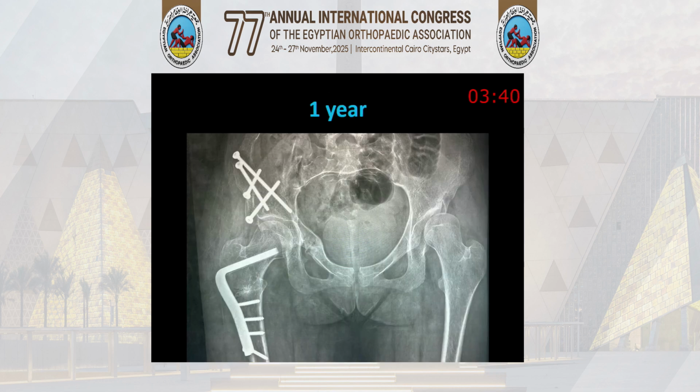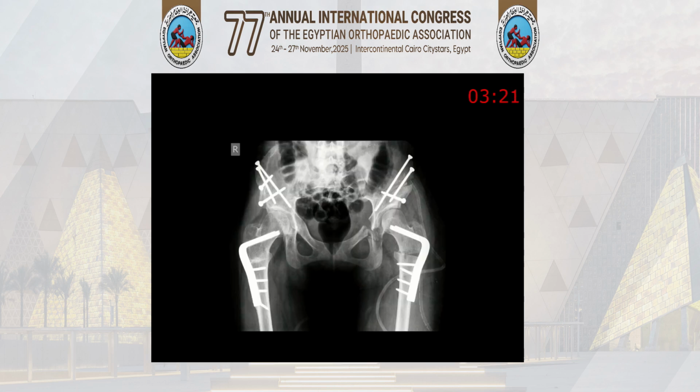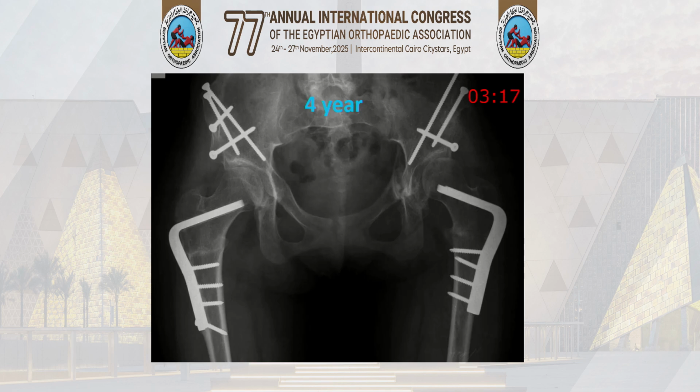And this is 1 year after the periacetabular osteotomy, and we can observe improvement of the subchondral sclerosis on the operated side compared to the non-operated side, indicating the start of reversal of the natural pathology. A year later, we did the second, left side, and now it's 4 years after bilateral periacetabular osteotomy and bilateral proximal femoral varus osteotomy.